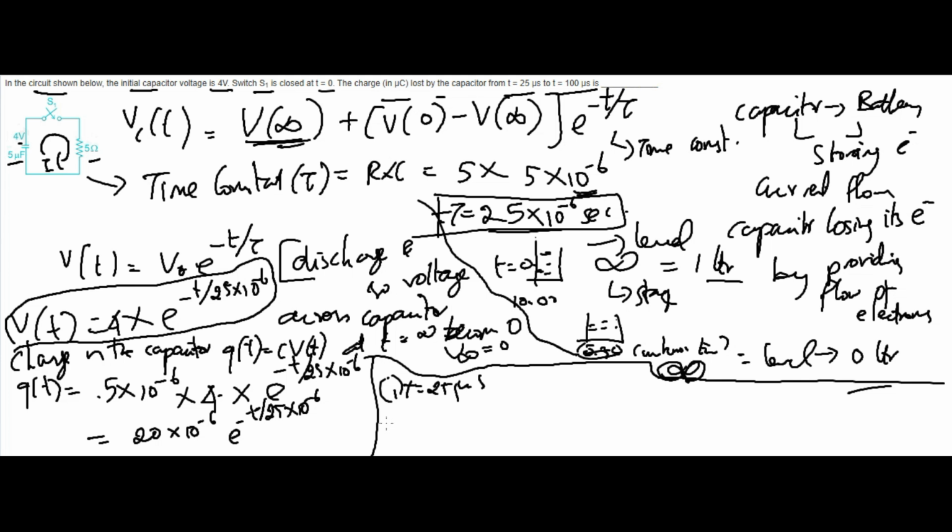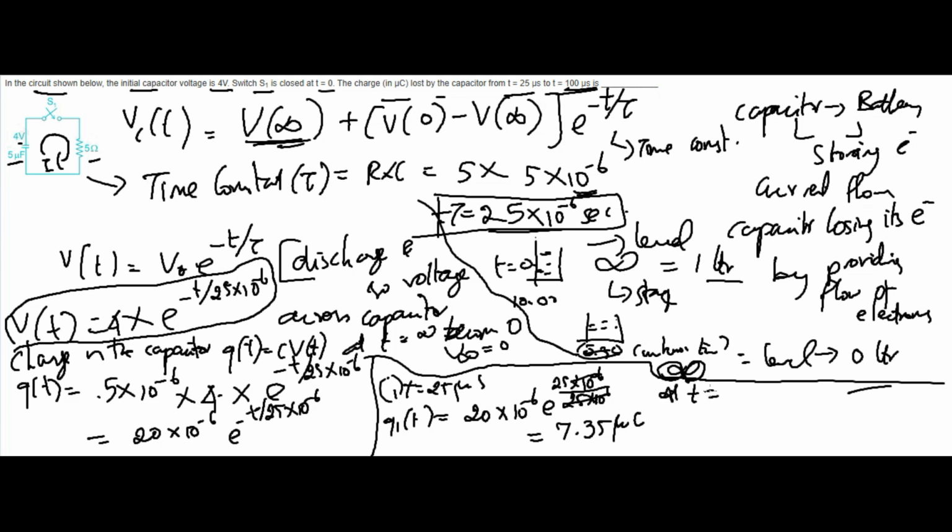So you can just write Q of t. You can make it Q1 of t is equal to 20 into 10 to the power minus 6 into e to the power 25 into 10 to the power minus 6 divided by 25 into 10 to the power minus 6. This e power value is equal to 1. If you substitute, you will get 7.35 mu C.